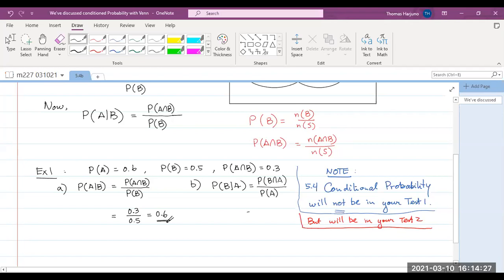But probability of B intersection A is just the same as probability of A intersection B. Basically, B and A happen at the same time. So that's 0.3 over 0.6. That will be 0.5.